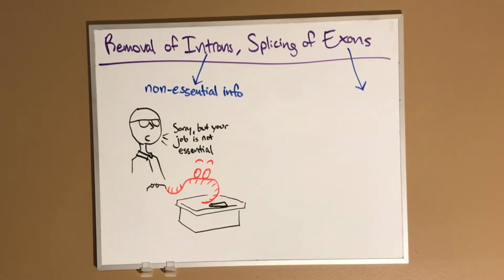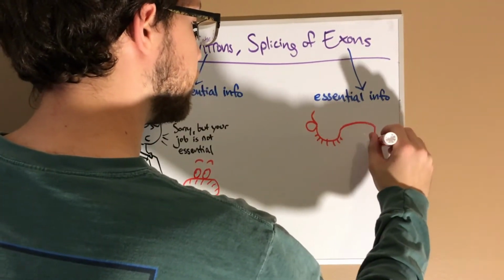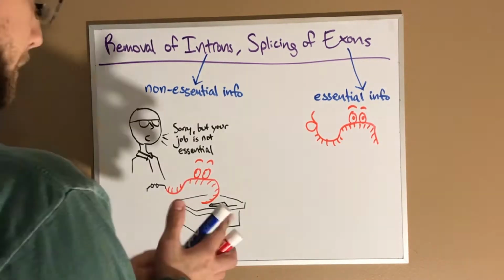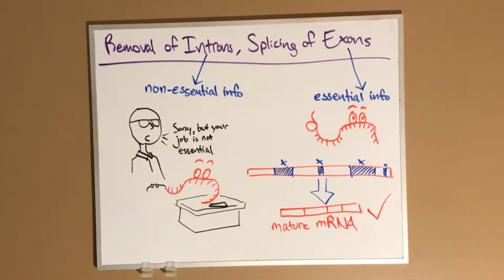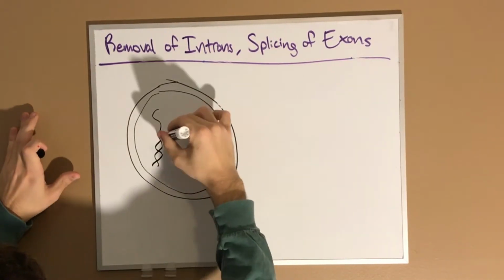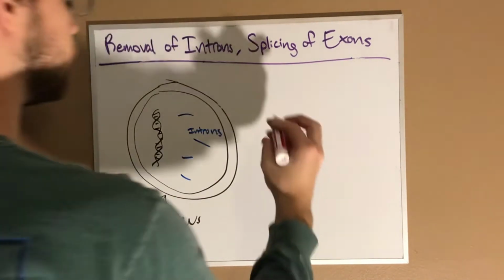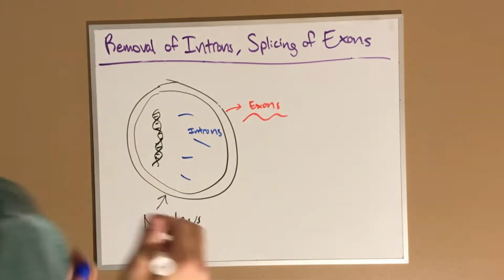Exons, on the other hand, are the pieces of the mRNA that have the needed genetic information for the protein. So we need to be able to take out the non-essential information and keep what is essential for making the protein. Another way to remember this is that introns need to stay in the nucleus, as in they need to stay inside, introns, while exons need to exit the nucleus.